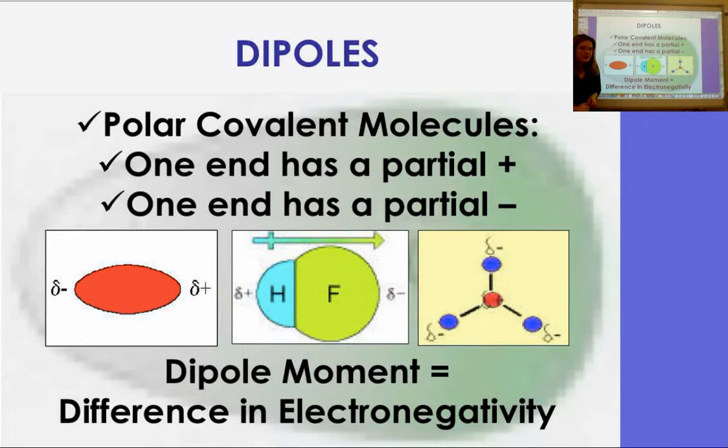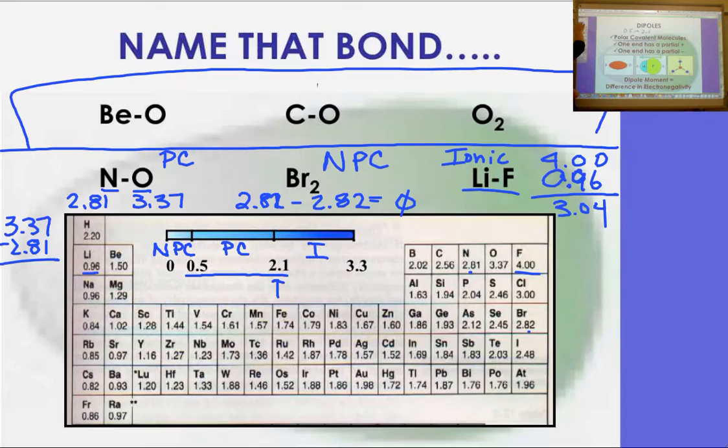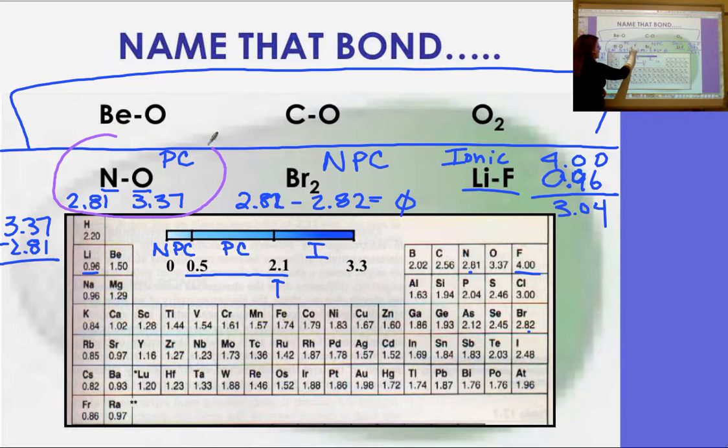Dipoles. What is a dipole? Something that has a dipole has to be polar covalent. So on my scale, it's between 0.5 and 2.1. So of these three examples that I did for you on the previous page, the only one that we had that was polar covalent, and it was only slightly polar covalent, 3.37 minus 2.81 is 0.56. It's only slightly polar covalent.